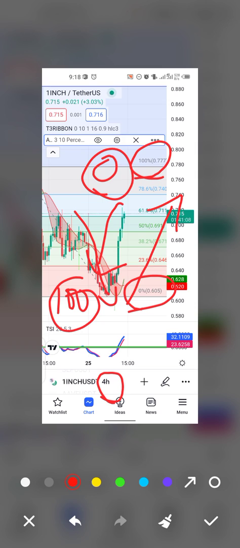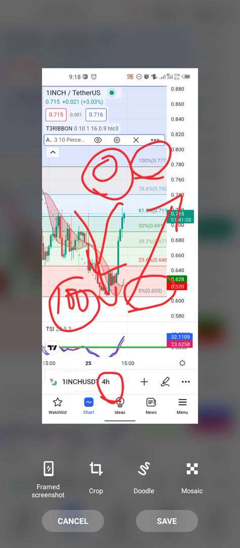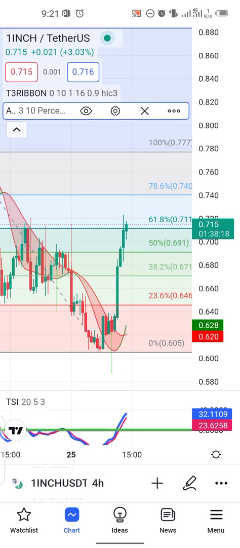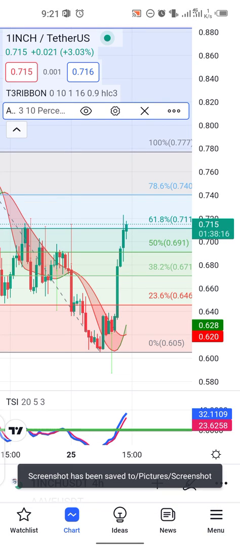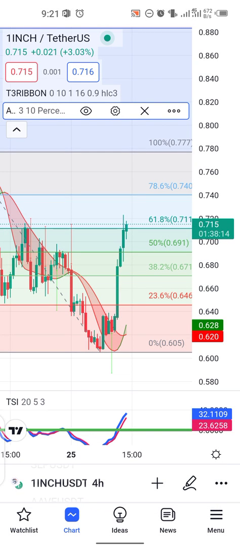Why? Because now, ladies and gentlemen, it means that the previous trend was an upward trend, but now it's a downward trend, meaning the market is getting down. Now it's an upward trend, like you see. 0 is down, 100 is on top. The previous trend was a downward trend.